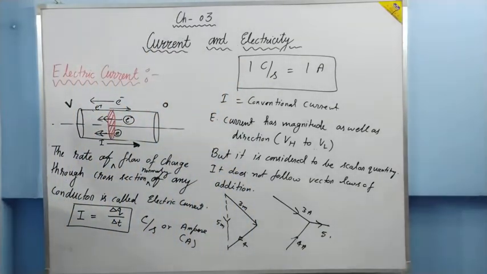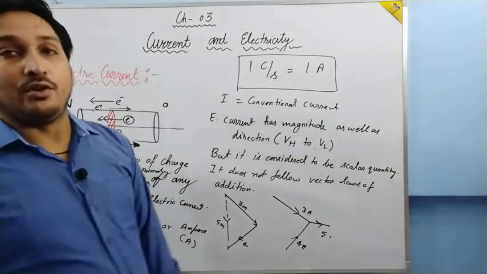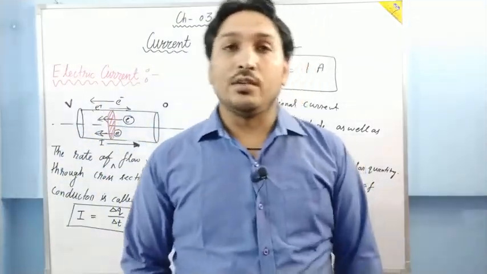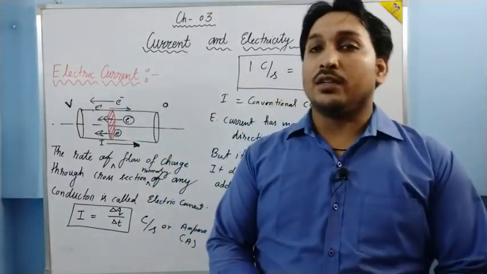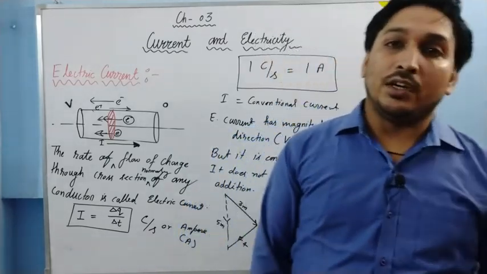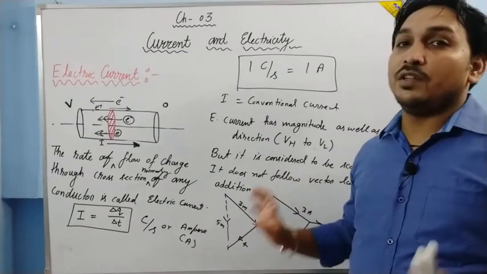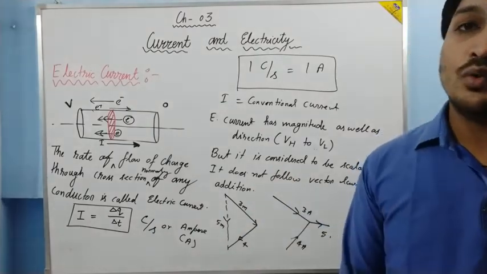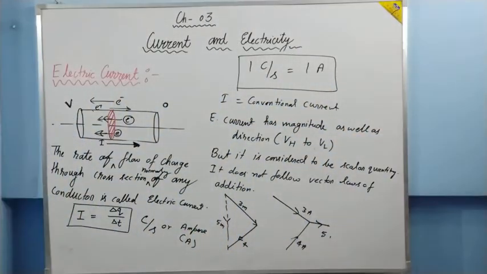Vector laws are not followed by electric current, and that is why it is considered to be a scalar quantity. Actually, it is a tensor quantity, but at your level, we will not discuss what a tensor is. Tensors are quantities which have characteristics of both a scalar and a vector. In higher studies, you will study it. In class 12, we see electric current as a scalar quantity. Is it clear? Later on, we will prove a formula that also proves that current is a scalar quantity.